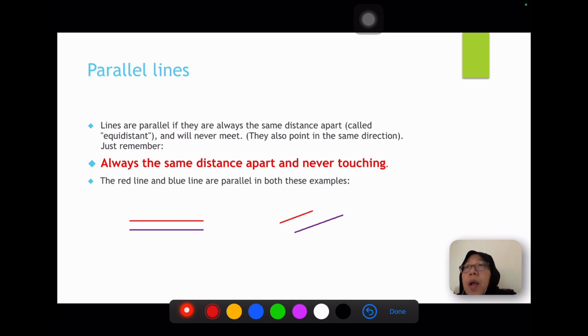So what are parallel lines? Parallel lines can be defined as lines that are always the same distance apart, which is also called equidistant, and never meet. They also point in the same direction. So just remember these words: always the same distance apart and never touching.